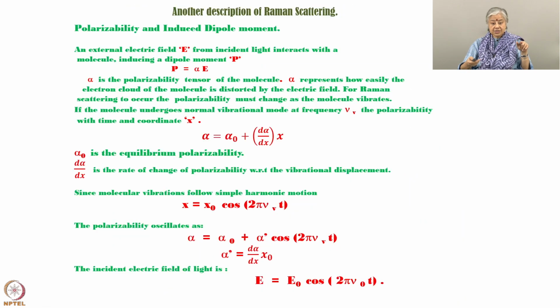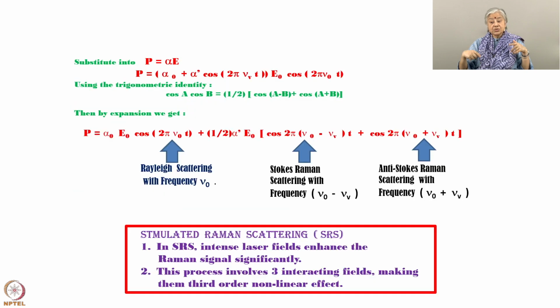Now, with the advent of lasers, as I said, the Stokes signal increases, because lasers have such a high intensity. But still it is not so easy to detect, it is very difficult to detect. How should I increase the intensity of the Stokes signal?